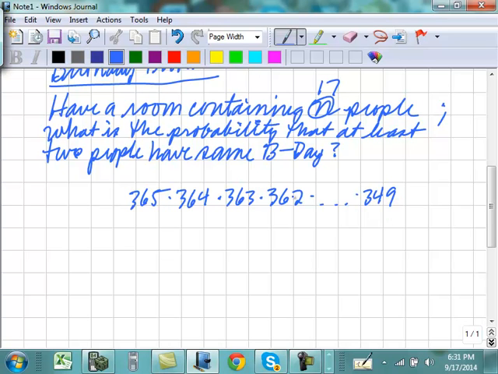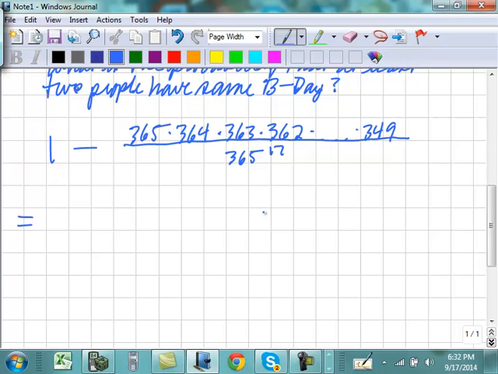So if you were to count out these numbers, there would actually be 17 integers there, divided by the total number of ways that 17 of us could have birthdays, so 365 raised to the 17th power. And then we're going to subtract that from 1. Now, let me redo this. 1 minus, in the numerator, actually that's a permutation of 365 taken 17 at a time, divided by 365 raised to the 17th power.